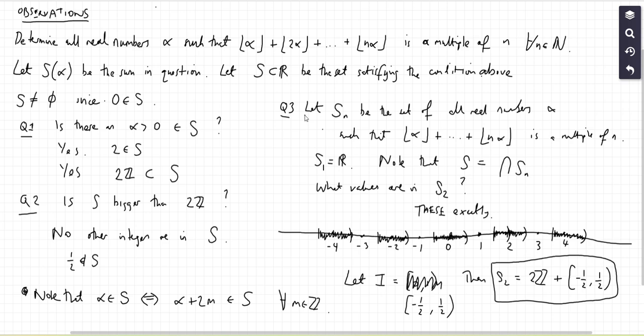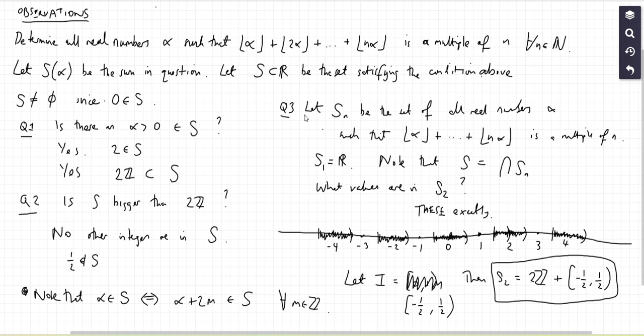This is the fourth part of this series where I just try and solve the problem to determine all real numbers alpha such that the sum of the floor of alpha plus the floor of 2 alpha, all the way up to the floor of n alpha, is a multiple of n, and that's for all n in the natural numbers.